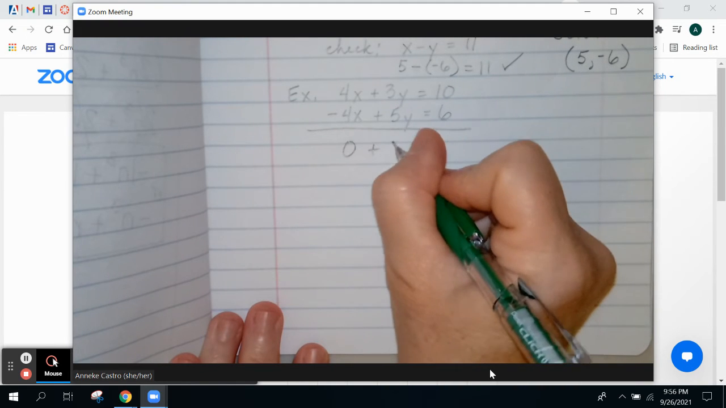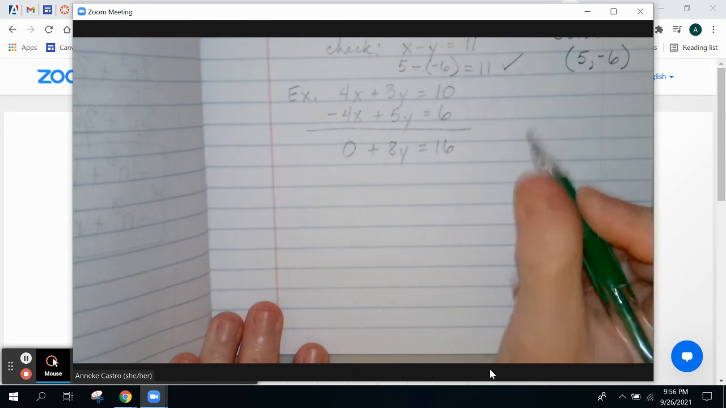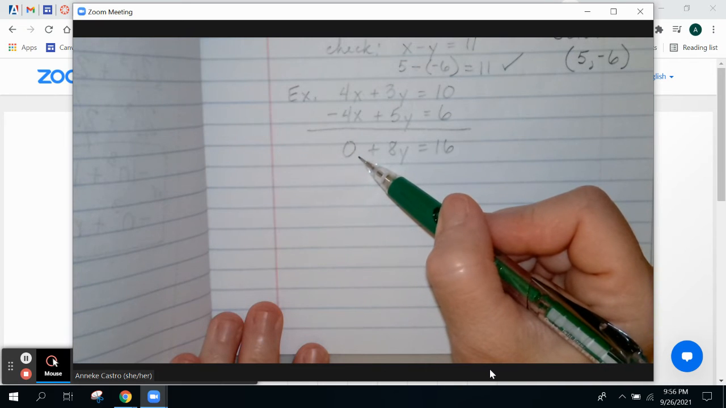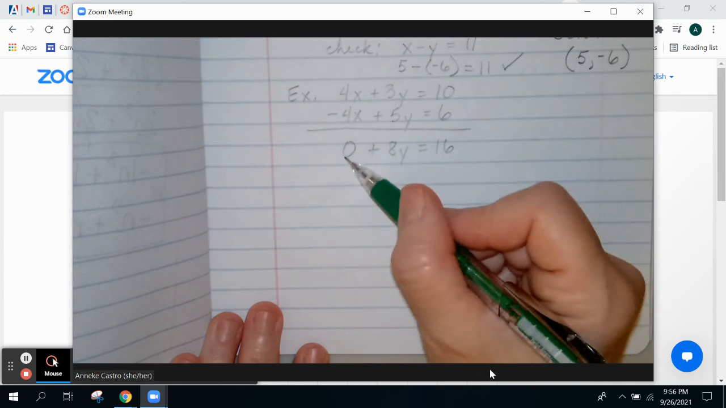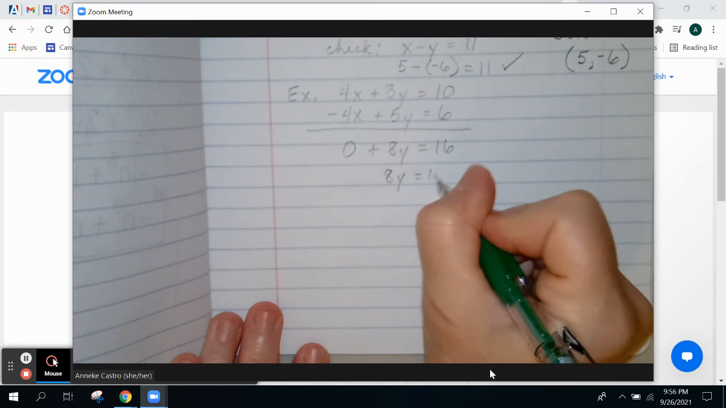3y plus 5y is 8y, and 10 plus 6 is 16. So remember, 4 plus negative 4 is 0, so there's 0 x's, which is the same as just 0, because 0 times anything is 0. All right, that leaves me with 8y equals 16.